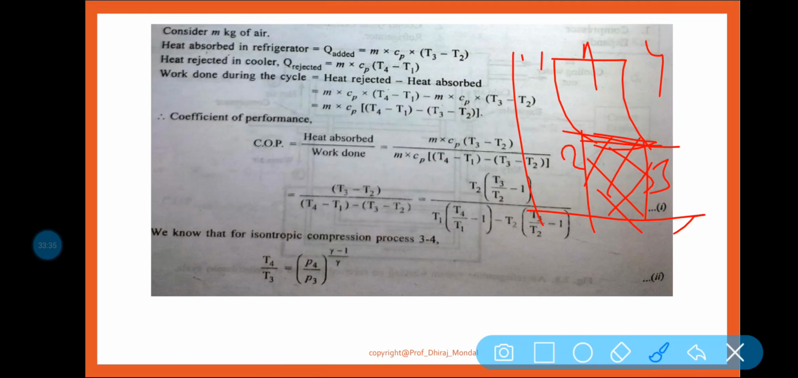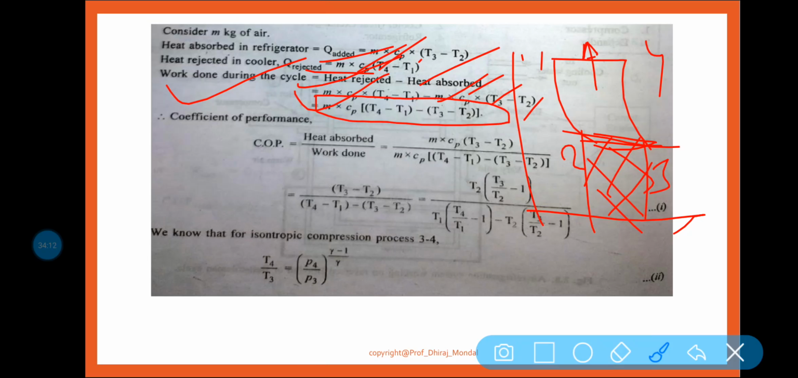Now heat rejected, here heat is rejected, that is your Q rejection or Q1, you can say. mcp delta T again, so m into cp into (T4 minus T1). I think now it is clear. Now how can we calculate work done? Heat rejected minus heat absorbed. Heat rejected is mcp (T4 minus T1), heat absorbed is mcp (T3 minus T2). Clear? So mcp[(T4 minus T1) minus (T3 minus T2)] is the work done during the cycle.